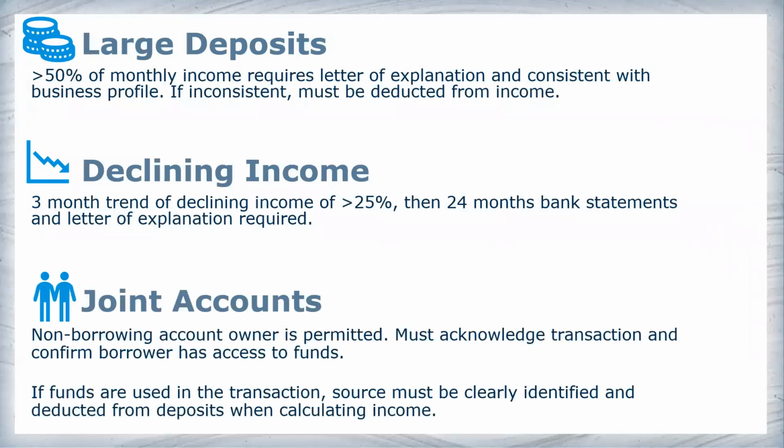And then third is joint accounts. So joint accounts are with a non-borrowing account owner. These are permitted. The non-borrowing account owner must acknowledge the transaction and confirm that the borrower has access to the funds. So if the funds are used in the transaction, they must be deducted from the deposits when calculating the income.